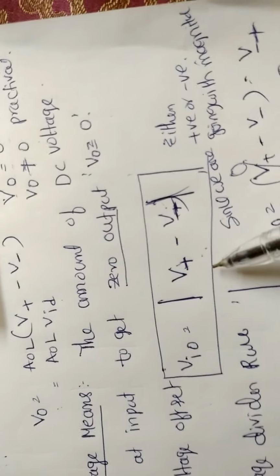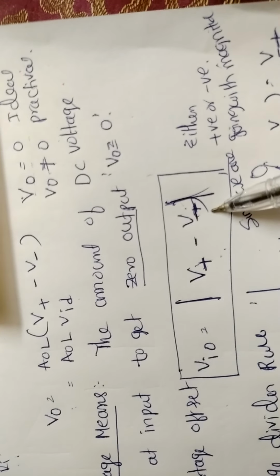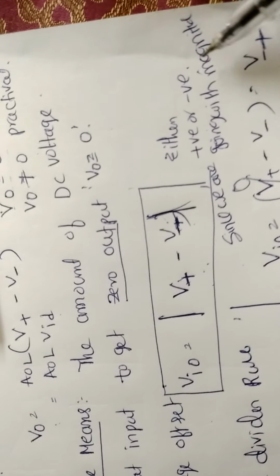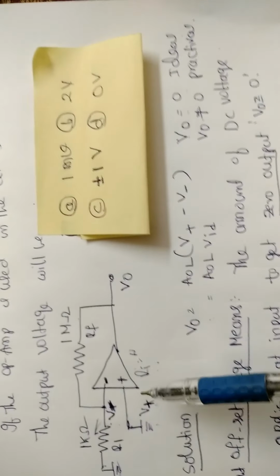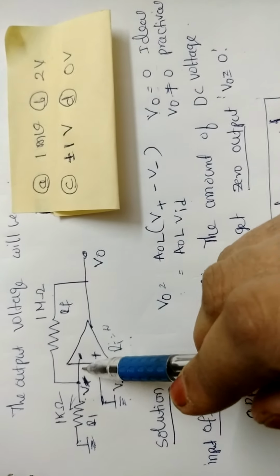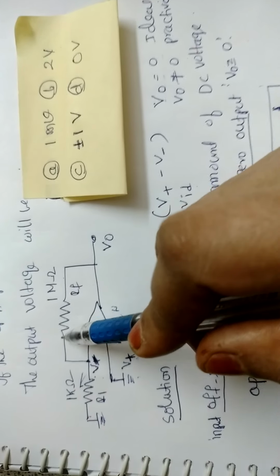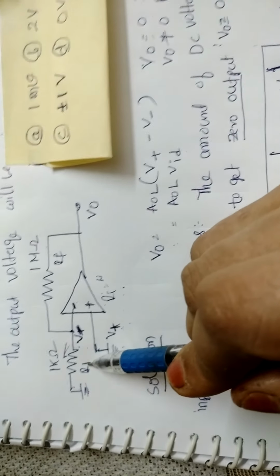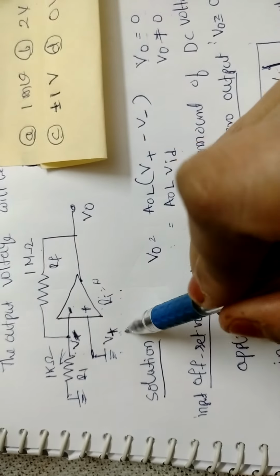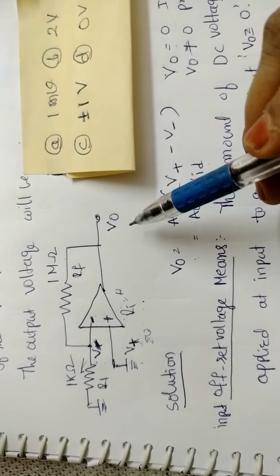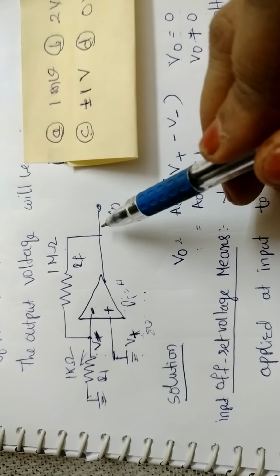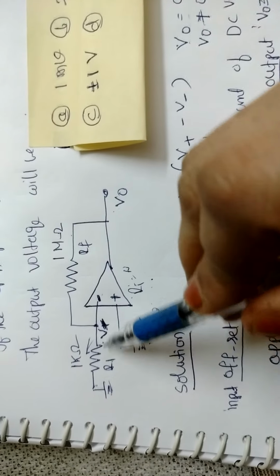So VIO is the magnitude of the difference between the two voltages. V plus is the non-inverting voltage, V minus is the inverting voltage. Either it is positive or negative, since we are going with the magnitude terms. The golden rules for an ideal operational amplifier: input resistance is infinity, so the amount of input current entering the operational amplifier is 0. But due to this loop, some amount of current is flowing through the feedback resistance and this resistance. If you see the circuit, V plus is 0. But due to practical imbalance of the internal operational amplifier circuitry, some amount of output voltage appears. Due to that, some amount of current is flowing in this loop.